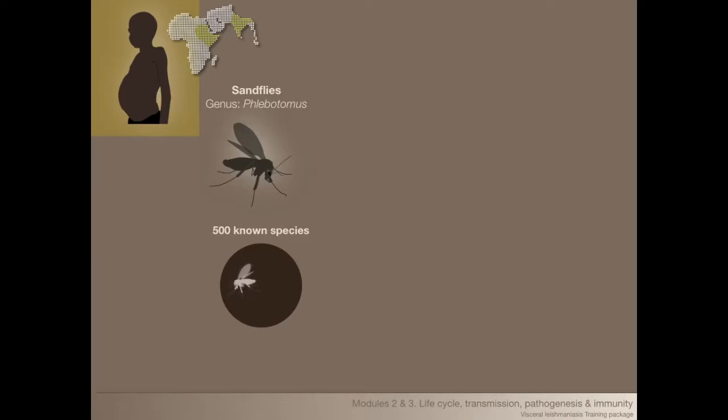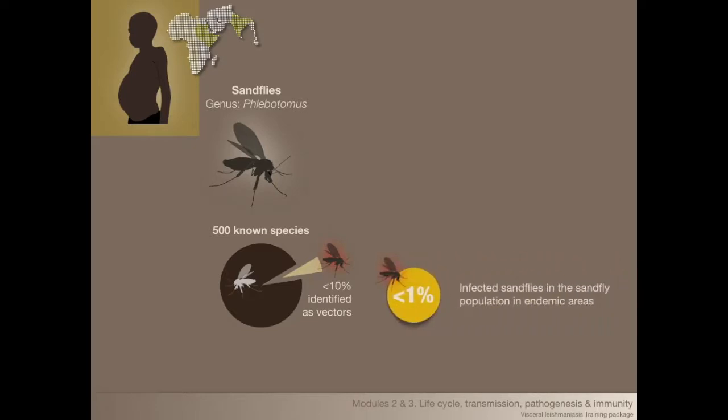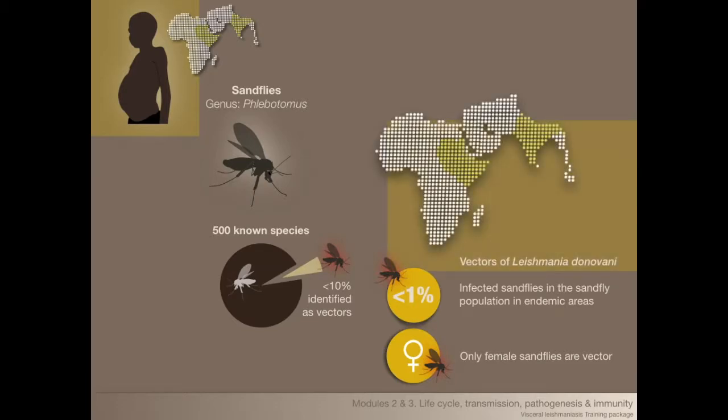Out of the 500 known species of phlebotomine sandflies, less than 10% of them have been identified as Leishmania vectors. In areas where the disease is endemic, it is estimated that less than 1% of the sandfly population is infected. Also, only female sandflies may act as vector, as they're the only ones that suck blood during their reproductive process. In East Africa and Asia, visceral leishmaniasis is caused by the protozoa Leishmania donovani, which may be transmitted to humans by different phlebotomine sandfly species.